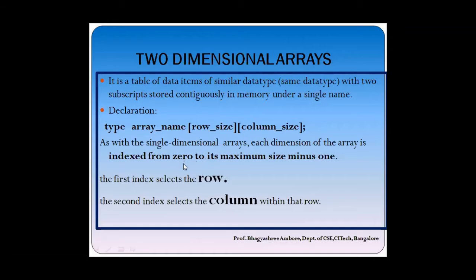As we have already seen in a one-dimensional array, the subscript always starts with 0 and goes to the maximum size minus 1. Here also these two subscripts will start with 0, so the maximum is size minus 1. The first index talks about the row. The second index talks about the column.